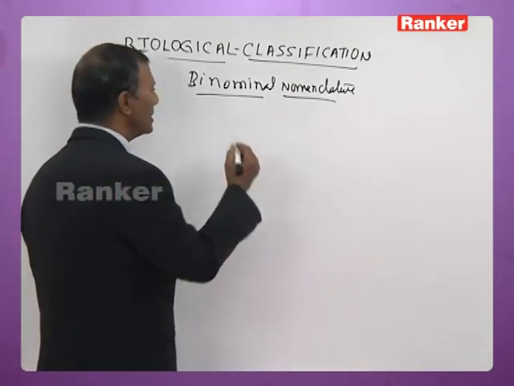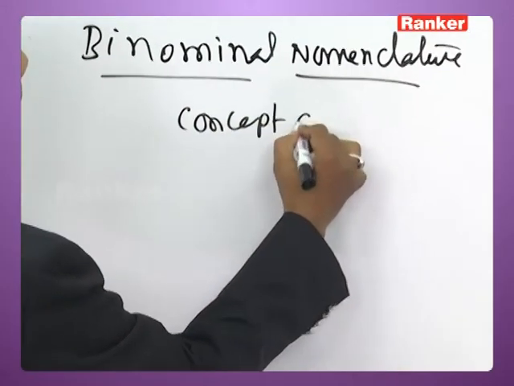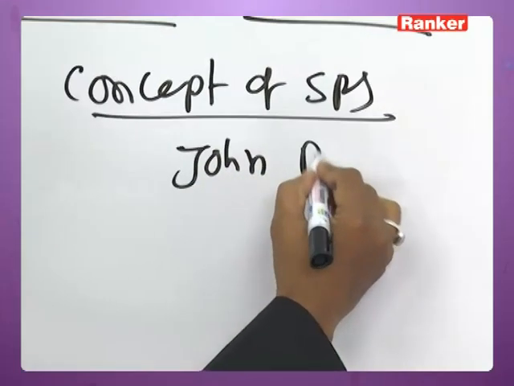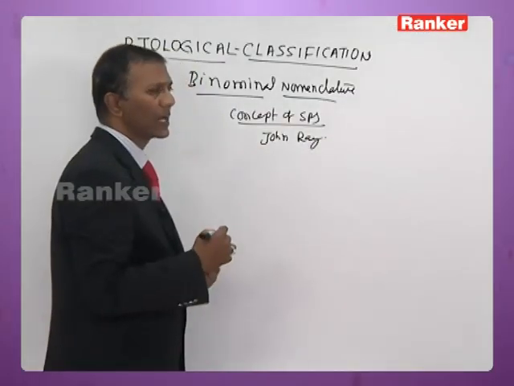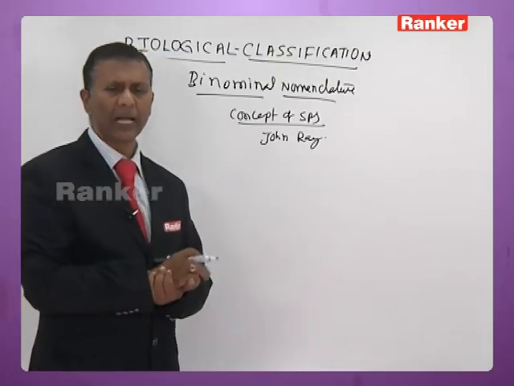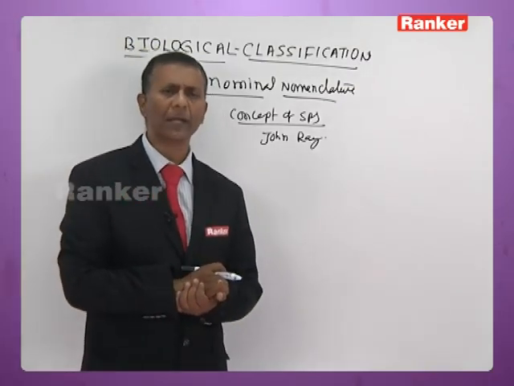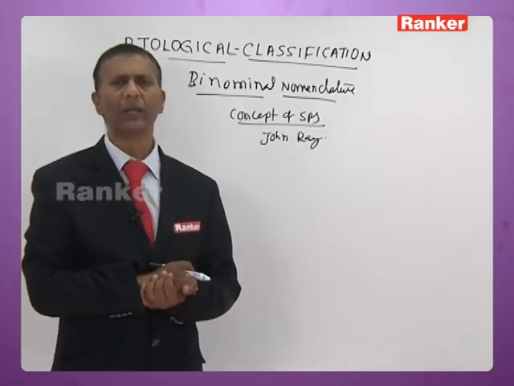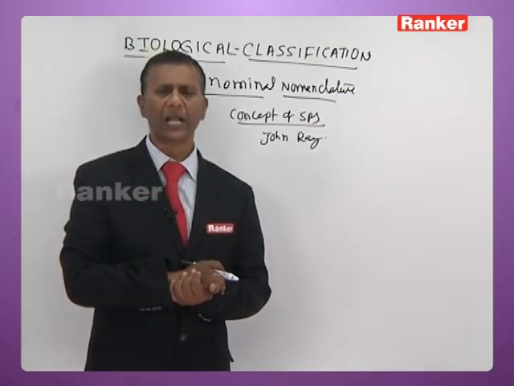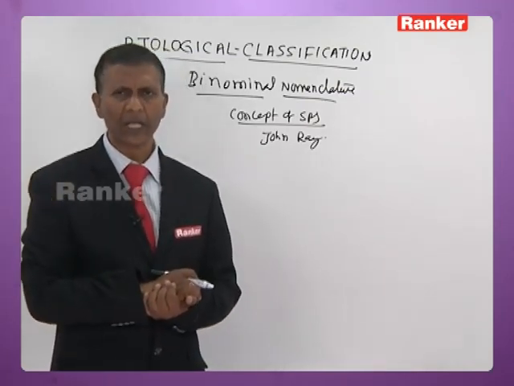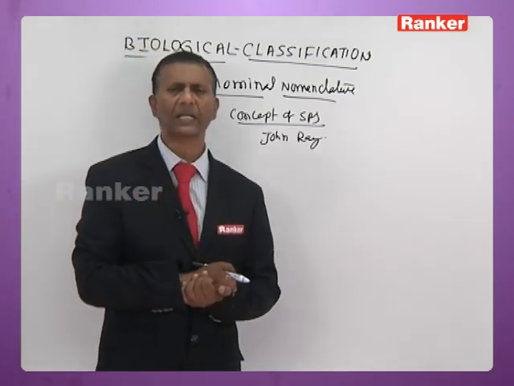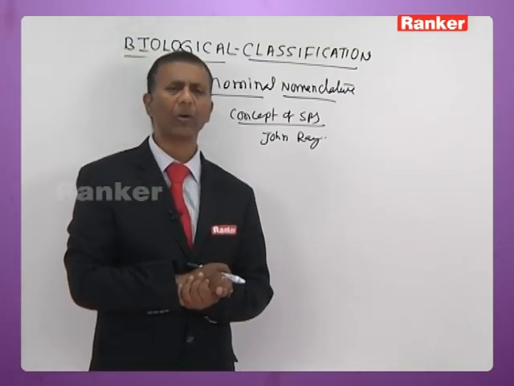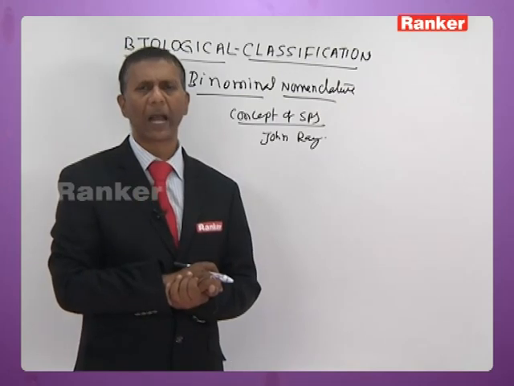The concept of species was given by John Ray. John Ray is an English naturalist and taxonomist. As I mentioned earlier, he coined the term species, differentiated between genus and species, and was the father of British Natural History. He described the characteristics of about 18,000 plants and made a mention of them in a book called Historia Generalis Plantarum.